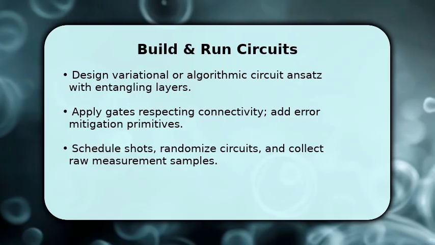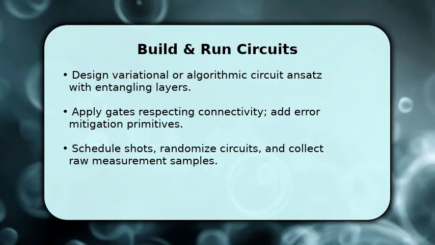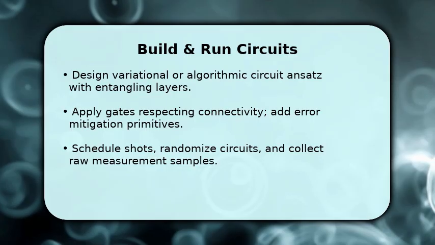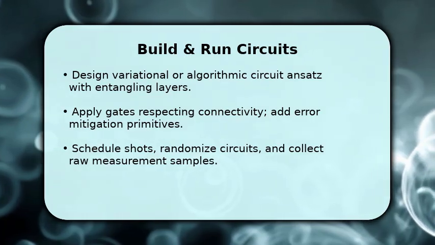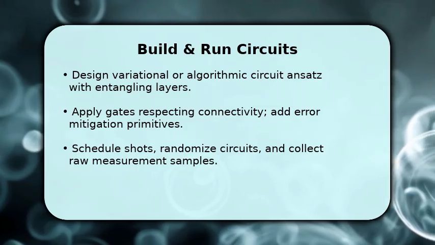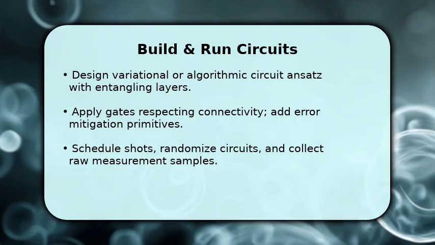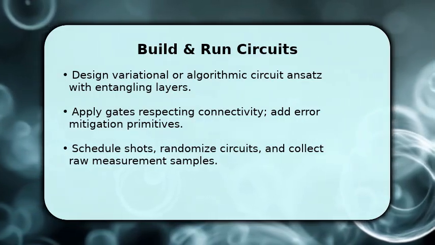You now construct the quantum circuit that implements the encoded algorithm. Choose a circuit ansatz, variational layers for heuristic methods, or structured gates for algorithms, and place entangling gates to exploit quantum parallelism while honoring device connectivity. Insert calibration and error mitigation techniques like randomized compiling or zero-noise extrapolation.